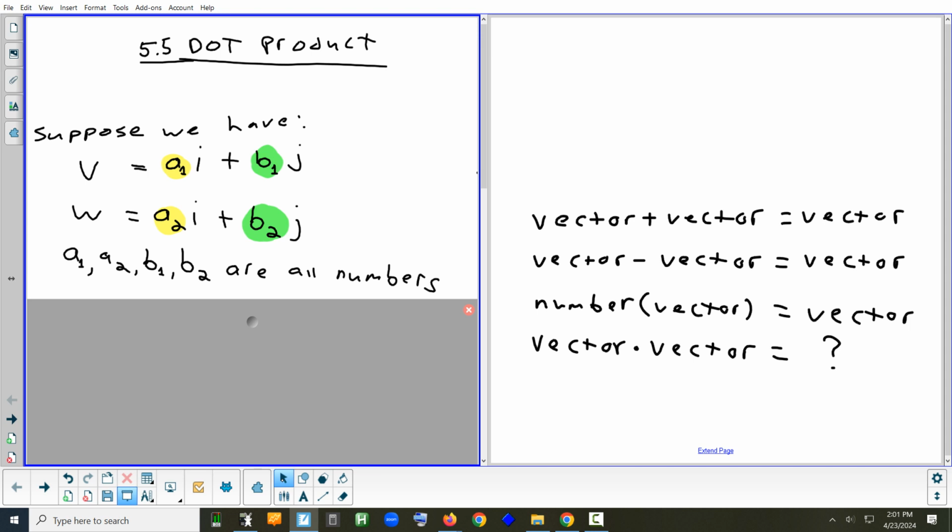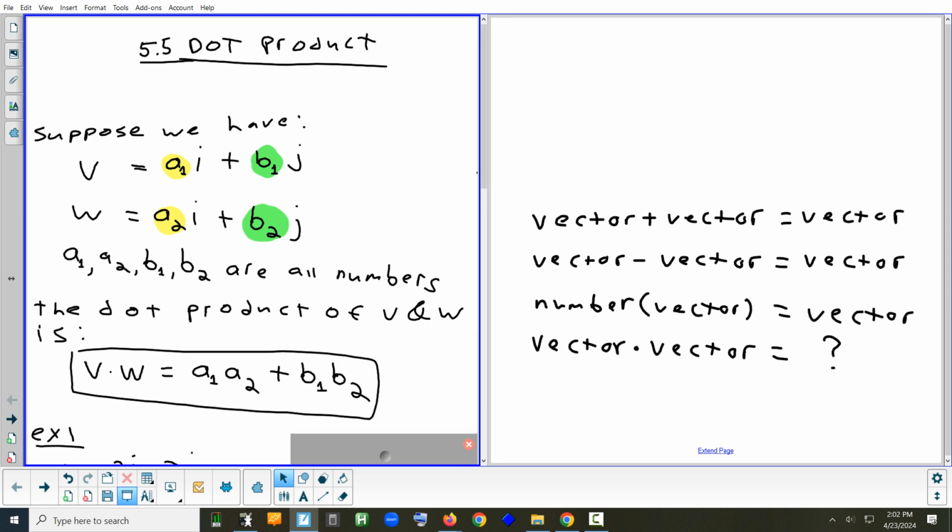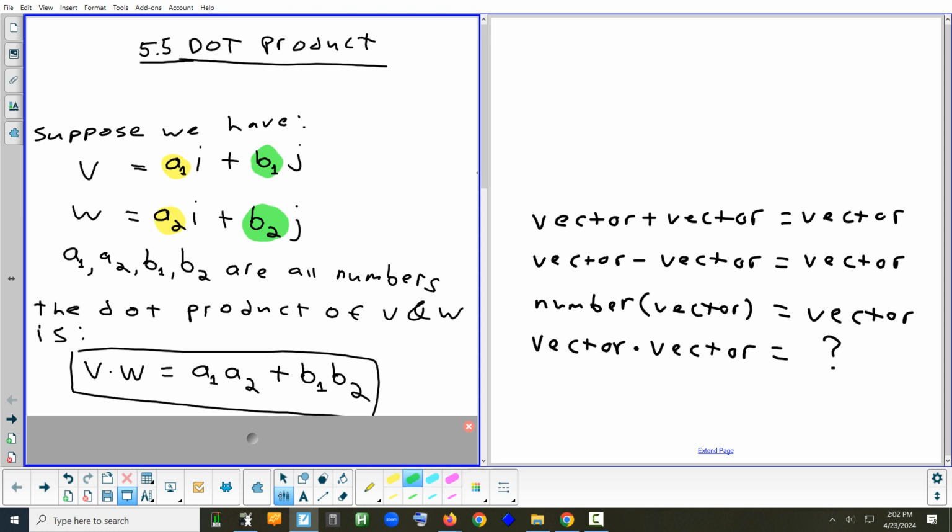So dot product, very easy calculation to do. To find the dot product, you take the 2 that are in yellow and you multiply them together. So you do A1 times A2. Then you do plus, and then you multiply together the 2 that are in green: B1 times B2. And that's it. That's how you find what's called the dot product. So multiply the 2 numbers in front of I together, 2 numbers in front of J together, and add them up. So let's see if we can figure out what that question mark is on the other side.